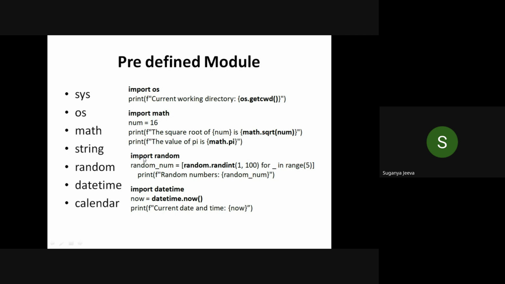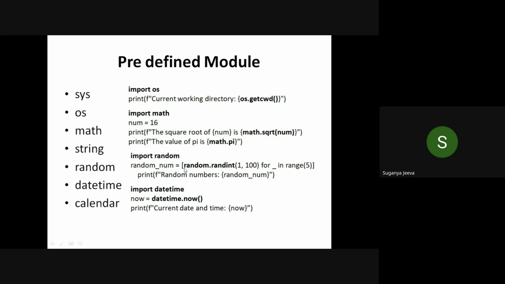Next, the pi value is given here. In the same way, I import the random module and generate random numbers from 1 to 100. Here I'm using a list comprehension.